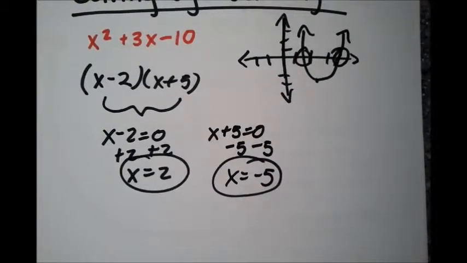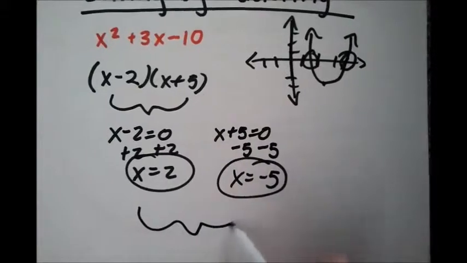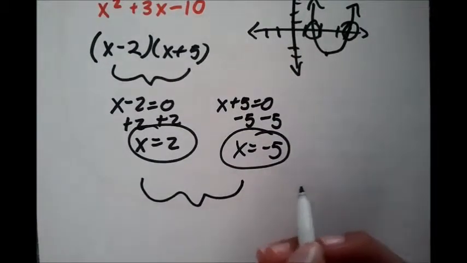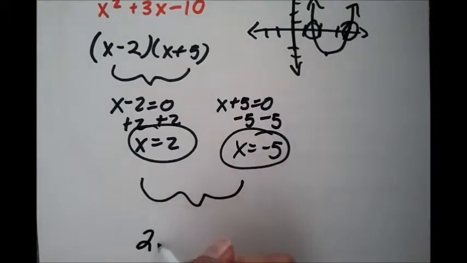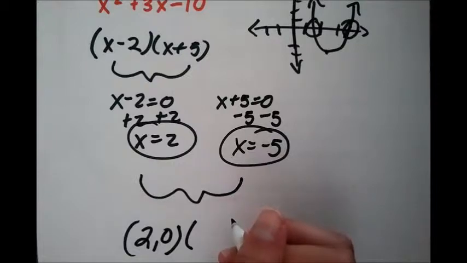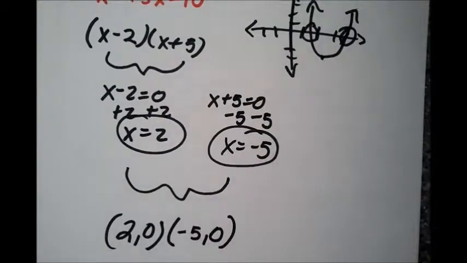And now we have to put them as coordinates so we can actually plot them on the graph. To do that, you just add a 0 for the y coordinate. And there you go.